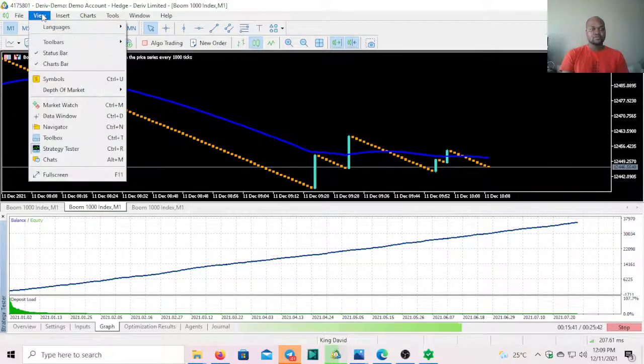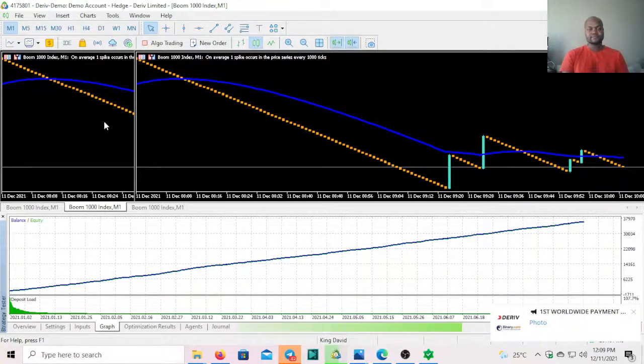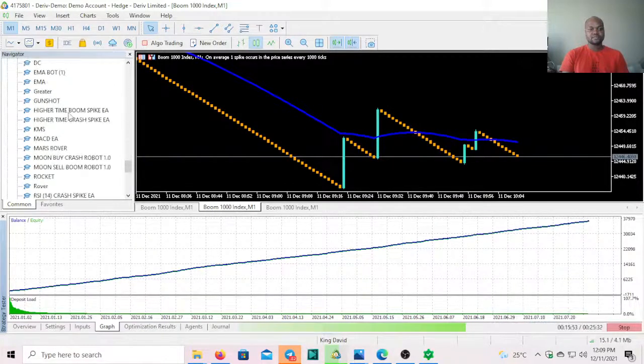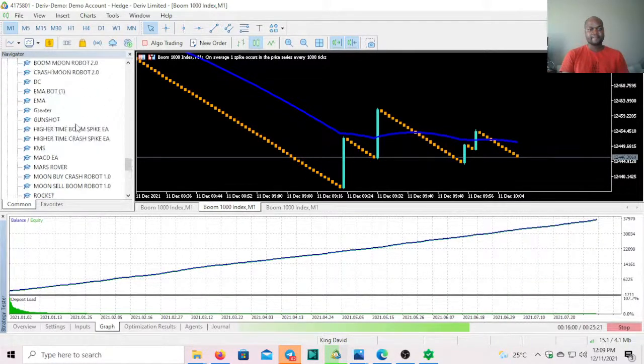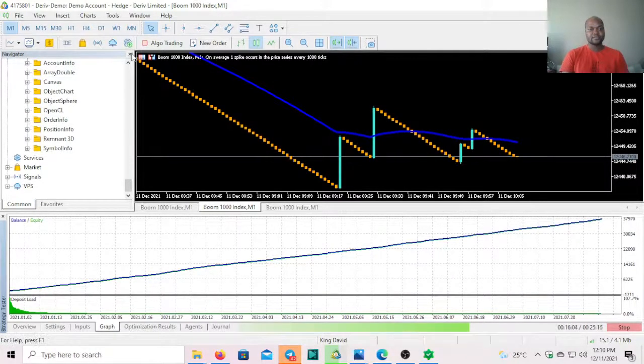So let me show you part of my work, the robots that I have currently. All these robots, I've created all these robots. Okay, so let's just wait and see what will be taking place here.